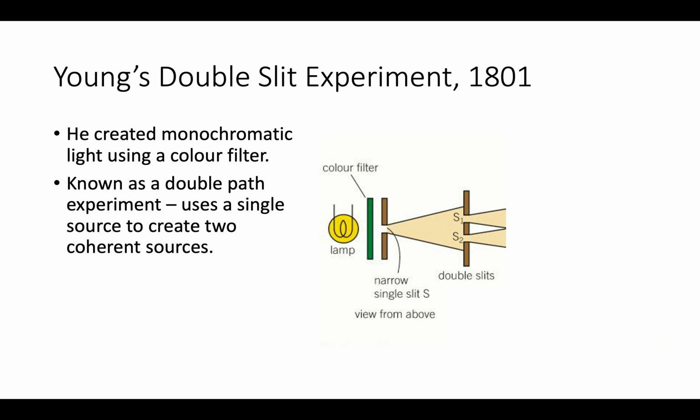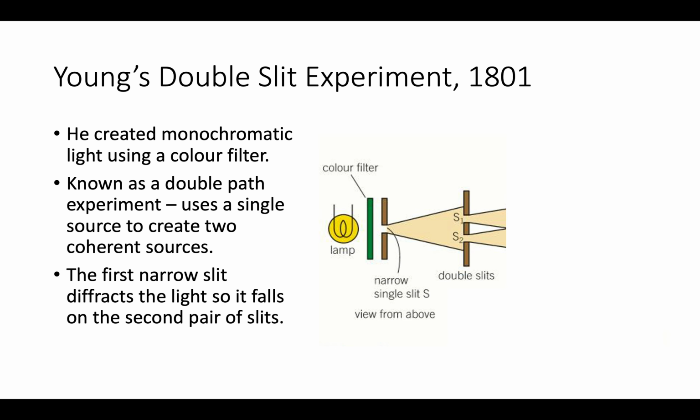This type of experiment is known as a double path experiment, and it's using that single slit and a filter to make a coherent light source. Today we don't have to do that. We can simplify it a bit, as we'll see later on. So one of the reasons why we would not choose to use this arrangement if we didn't have to is because that diffraction through the narrow slit S means it's quite faint. So you can get a brighter source if you can produce a coherent light source in the start.